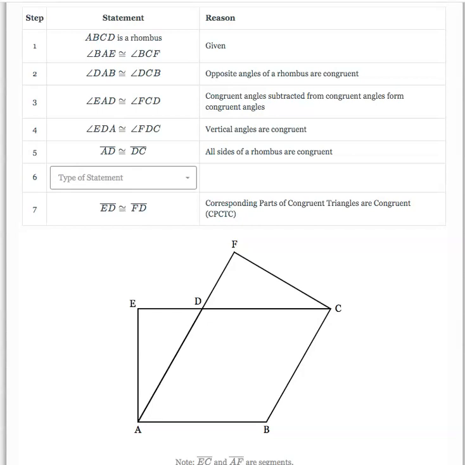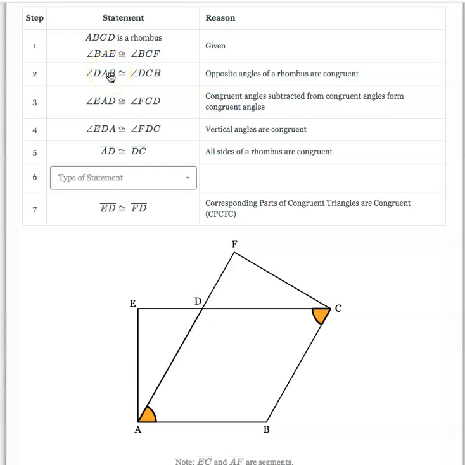We now have another quadrilateral proof, starting off with the fact that we have a rhombus given to us. Then two angles in this figure are congruent to each other. We're missing a reason and its statement. So let's take a look at the big picture.